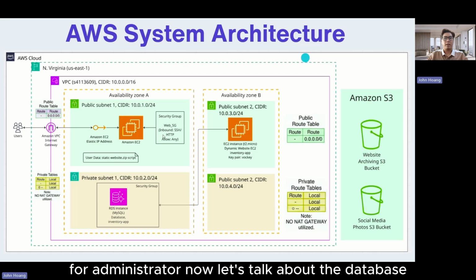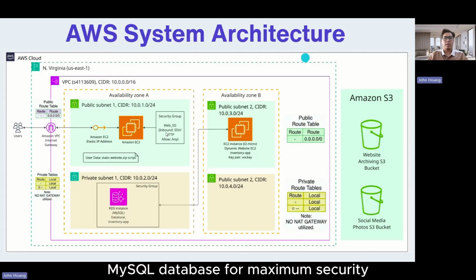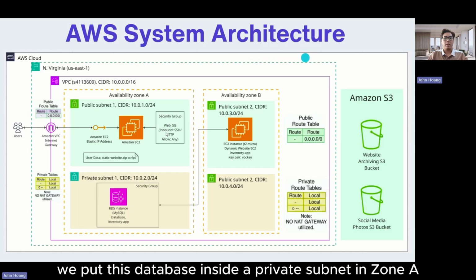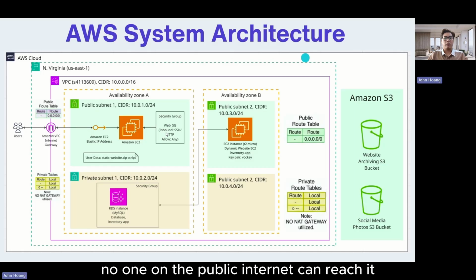Now let's talk about the database. The inventory app connects to the Amazon RDS MySQL database. For maximum security, we put this database inside a private subnet in Zone A. No one on the public internet can reach it. Also, to focus heavily on AWS cost optimization, we clearly decided not to use a NAT gateway. The database simply talks to the EC2s inside the local network.